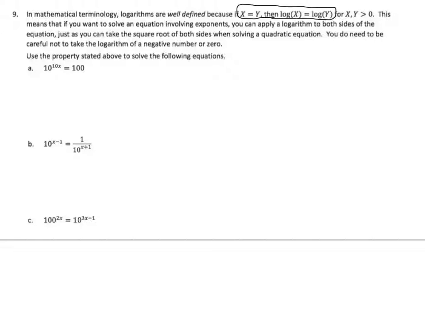So use the property stated above to solve the following equations. This is a property we're going to use quite a bit, but it wasn't stated explicitly during the property part of our lesson. So we're going to discuss it more now. So I can take the log of both sides of this equal sign to help solve the problem. So log of 10 raised to the 10x, okay, that's one of our properties we've just done, equals log of 100. We know that one too.